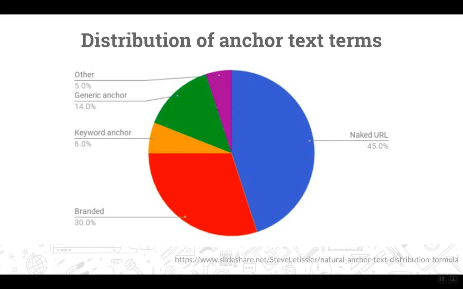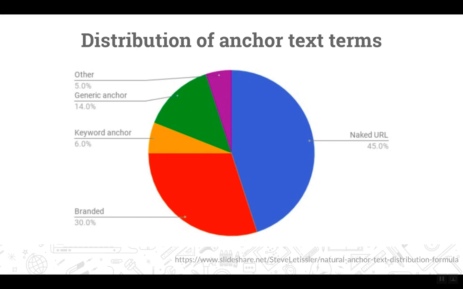This graph shows the approximate distribution of all anchor text terms across the internet. Almost half of all anchor text terms are naked URLs, meaning the anchor text is literally just the web address that the link leads to. Another third is branded, so the name of your company or a product you sell. 14% are generic anchors, like click here, and 6% are keyword anchors. That little sliver, the keyword anchor sliver, is where you're usually going to see the irrelevant anchor text.